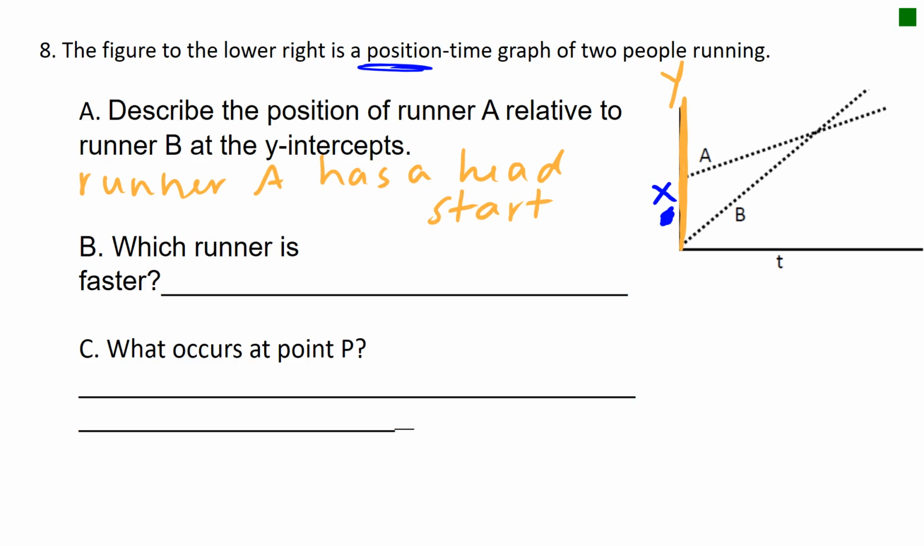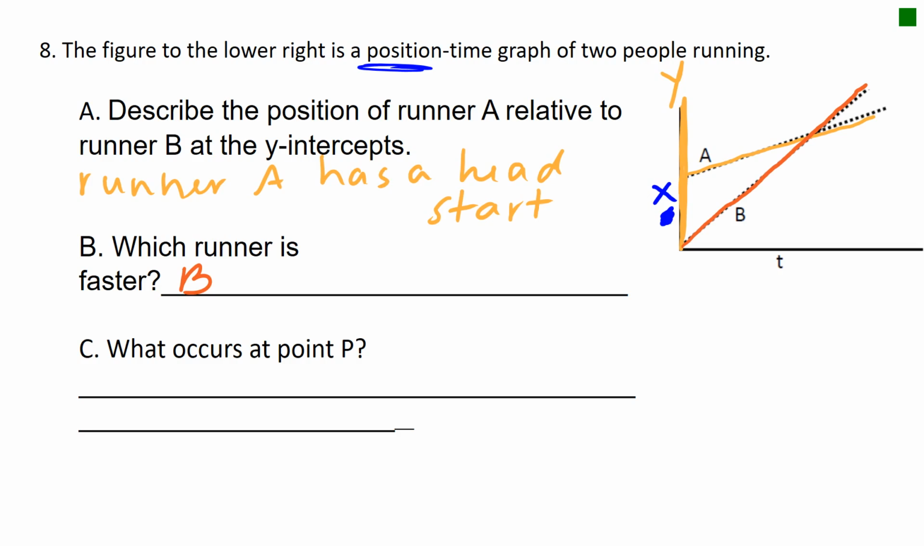Which runner is faster? Well, runner A had a head start, right? So here's runner A with its head start, but you can see that runner B passes runner A. So runner B has to be faster. Okay, runner B is faster because he passes runner A.